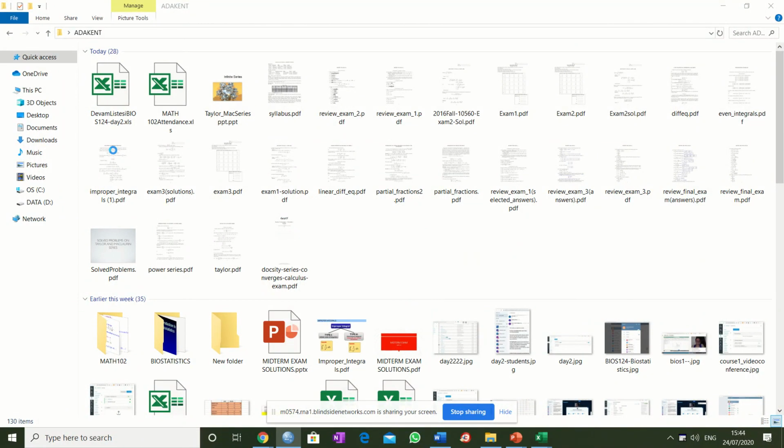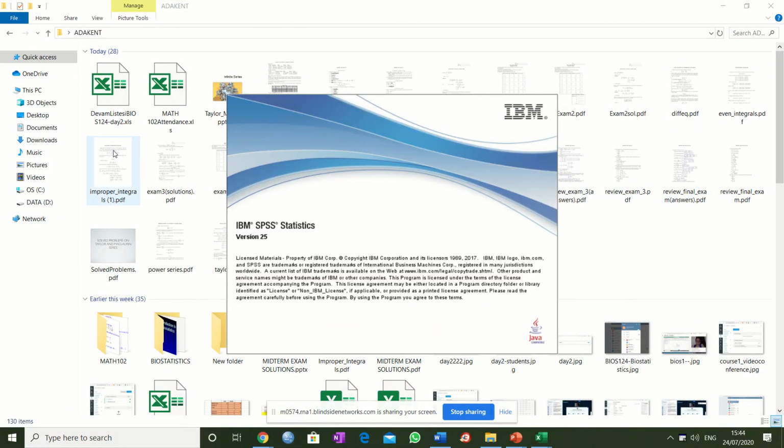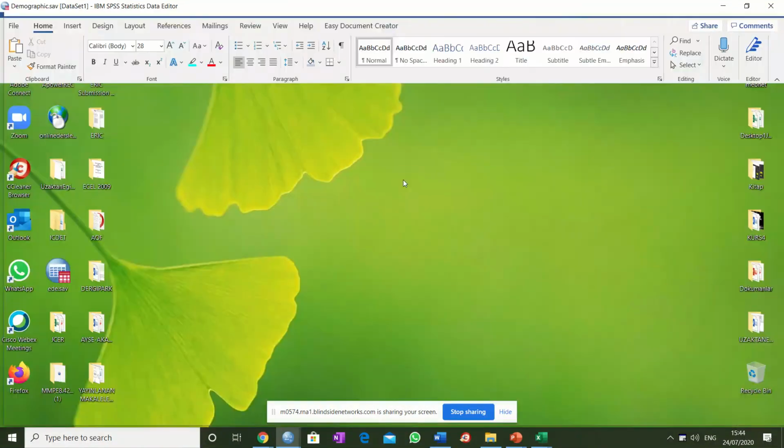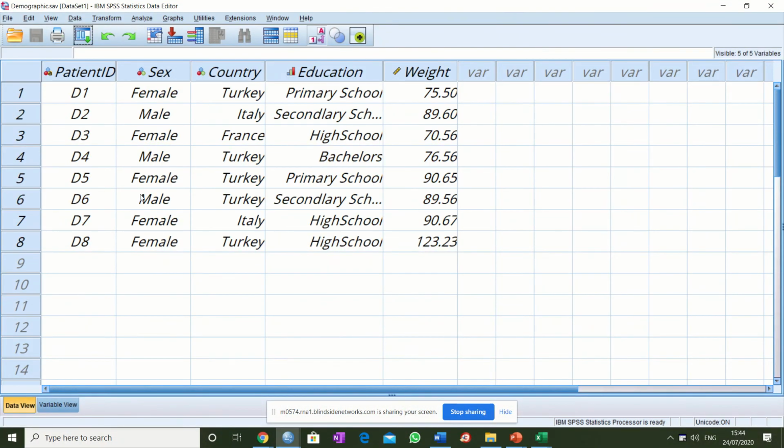I double click. It's a slow program. In fact, it takes a little bit of time to open. You are seeing how it's opening now. It's IBM Statistics version 25. We have version 26 now. Okay, now let us calculate frequencies.